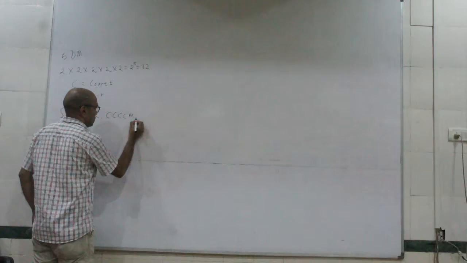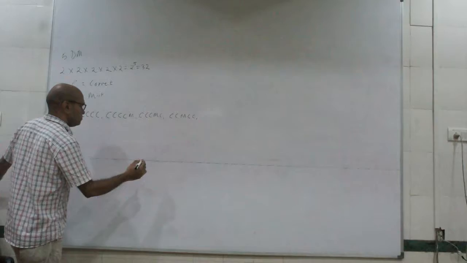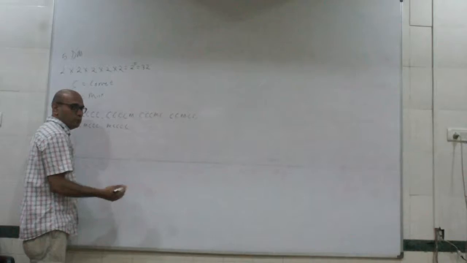C M C C C. Now this mistake moves. C C M C C. Then C C C M C. Then C C C C M. Then M C C C C. Right? Now 2 mistakes.